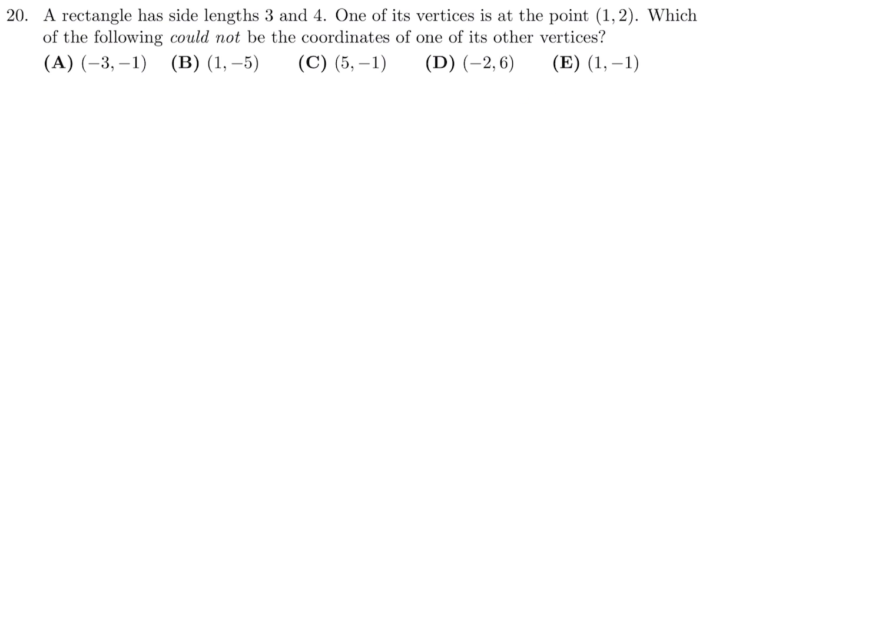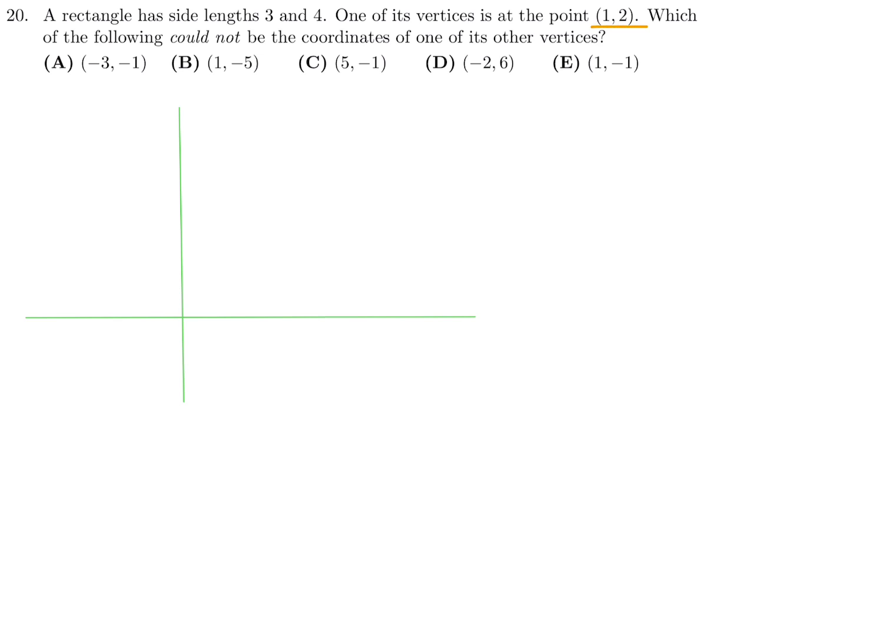A rectangle has side lengths 3, 4. One of its vertices is at point 1, 2. Which of the following could not be the coordinates of the other vertices? All right, so this is one of those questions you just got to fiddle around with. You got to draw out a bunch of rectangles and see what you get.